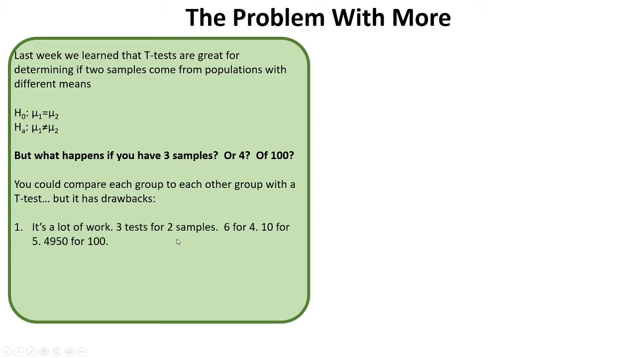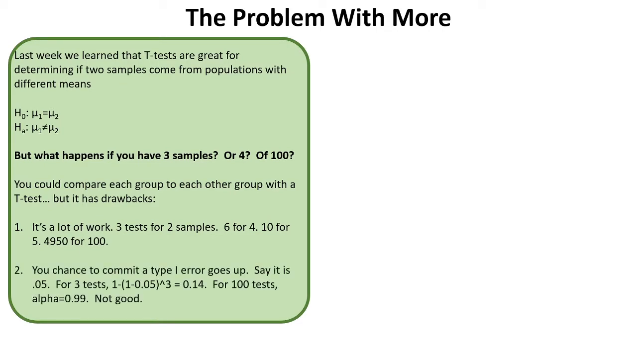Number 1, it's a lot of work. You'd be doing 3 t-tests for 3 samples, 6 t-tests for 4 samples, 10 for 5 samples, 4,950 for 100 samples, and a lot more for 1,000. And that's not just more work. Your chance to commit a type 1 error goes up as well.